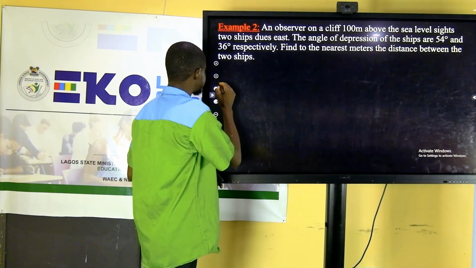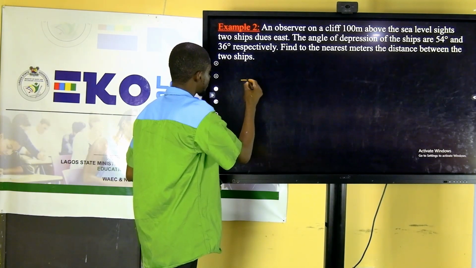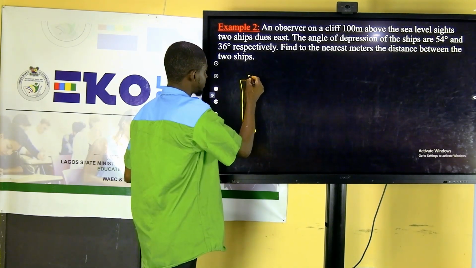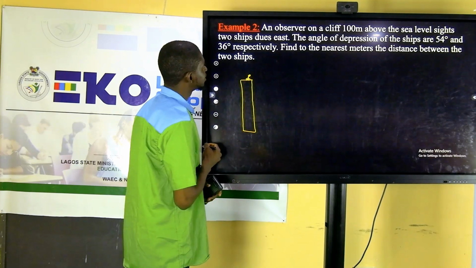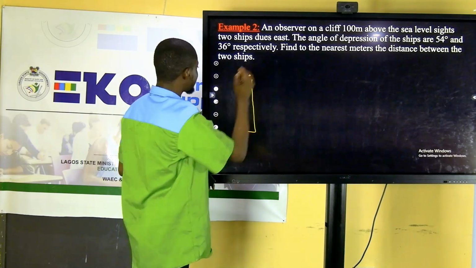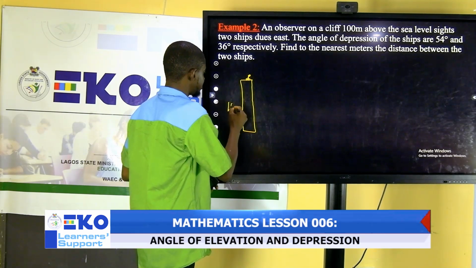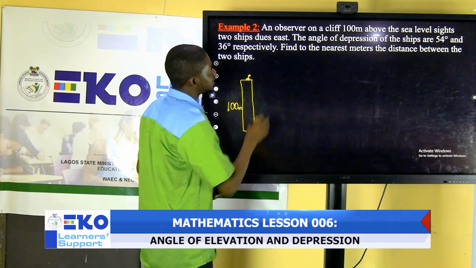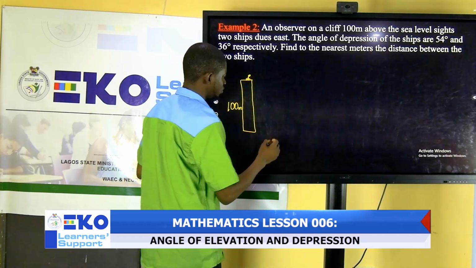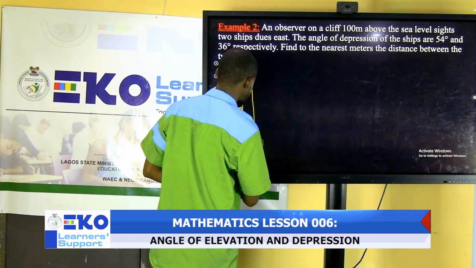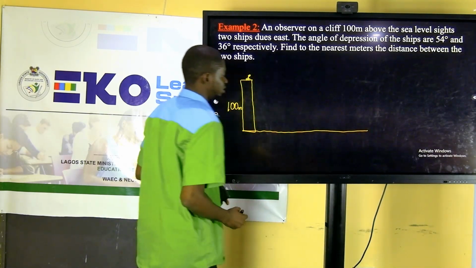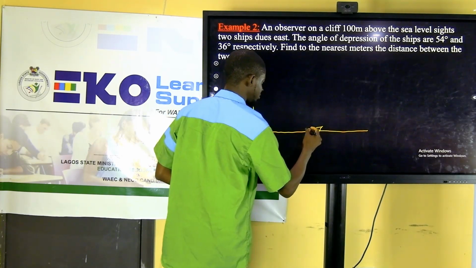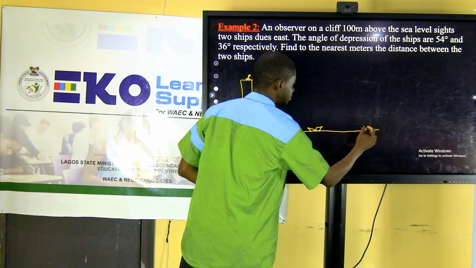So let's say this happens to be the cliff, with an observer on the cliff. The observer is here. The height of this cliff is just 100 meters. The observer sights two ships. Looking at the two ships, they are on the same level, on water. So this is ship 1 and maybe this is ship 2.